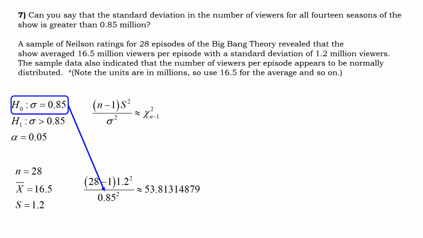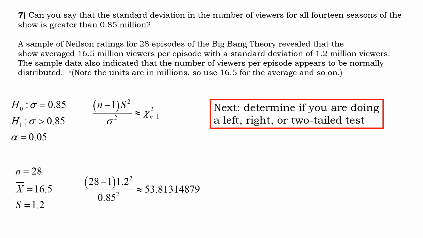Now, is 53 a big chi-squared score? Sometimes yes, sometimes no. It all depends on how many degrees of freedom we have. That's why we have to do everything formally. Can't just look at the numbers and go, oh, that's big. Okay, so we have to figure out if it's left, right, or two-tailed test.